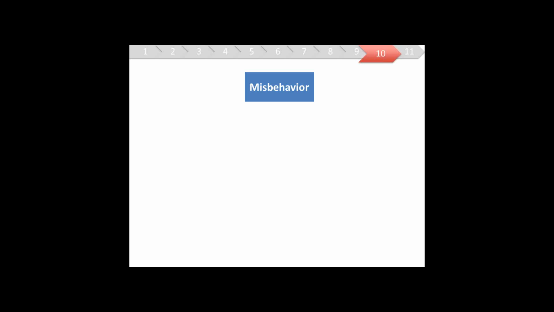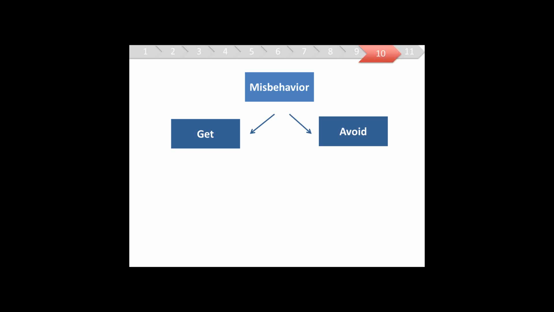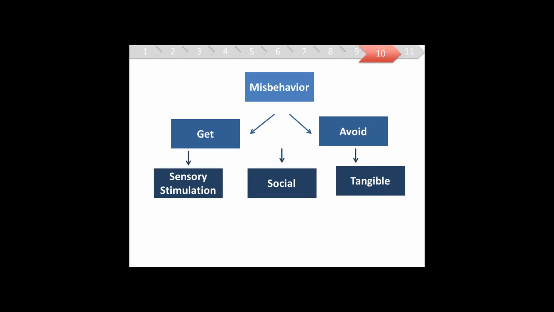So you're starting to look at that misbehavior, really clearly defining it. What is it? When is it happening? Who's involved? You know, what's going on? How often is it happening? And then trying to figure out what are they getting out of it, or what are they avoiding? So are they up and moving around in the classroom because they don't want to do their seat work? You know, what is going on then? What is maintaining that behavior?